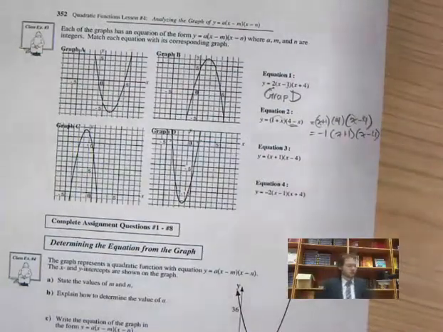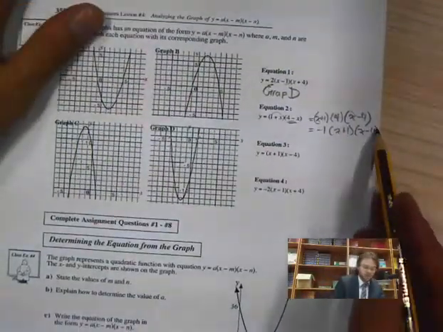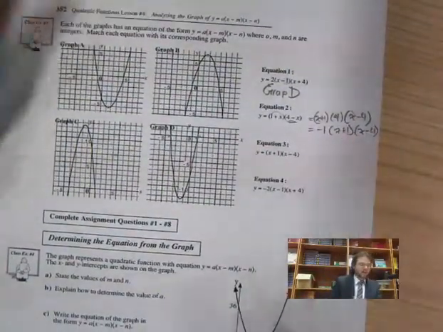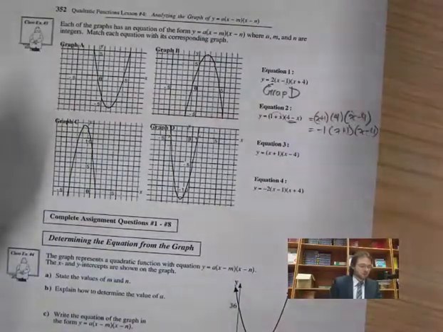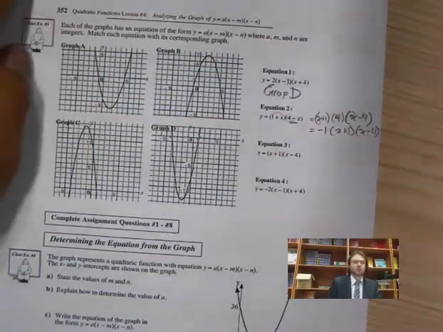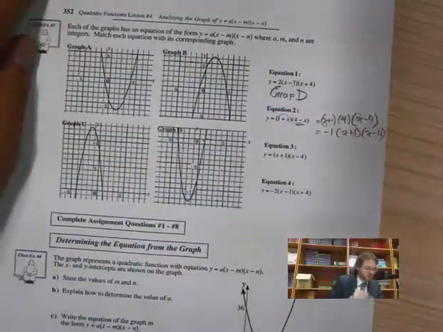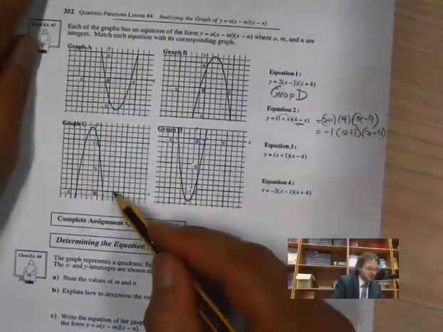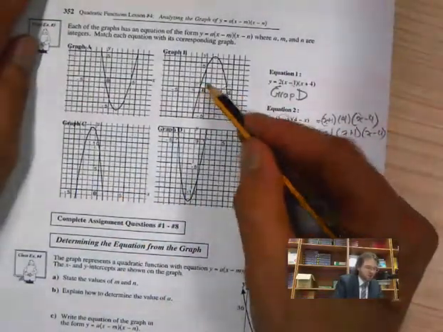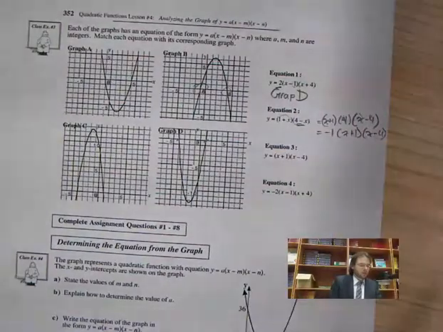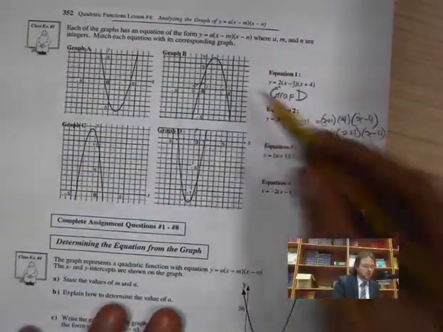So let's see how that works. So we have 4 and 1, and it's down. So it's at 4 and negative 1, opening down. So it's a frown with intercepts at 4 and negative 1 and opening down. Hey, look at that. That's perfect. So this is graph B.